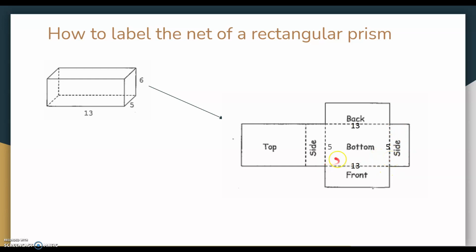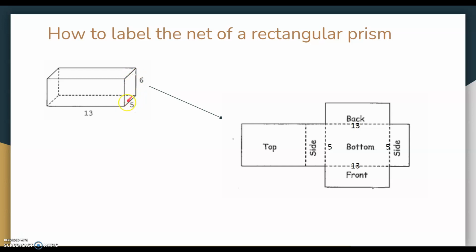And obviously, if your length is 13, that means that this length is also 13. If your width is 5, then your width is 5 over here as well. Okay? Now let's move to the sides. So our sides are over here on our net. And if I were to color in my sides, notice how I'm just highlighting the object on the side over here. So what two measurements correspond with the side?